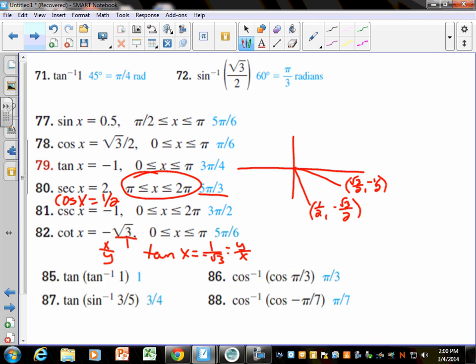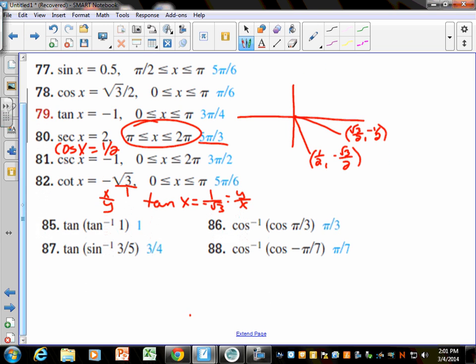But also, on 85, 86, and 88, I gave you those properties that said, if it's in the restricted domain and range, that when you take tangent of inverse tangent, or cosine of inverse cosine, they just cancel each other out, right? But we talked about, you just work it out. It works out. But what if I gave you 88, which is a little extra tricky.